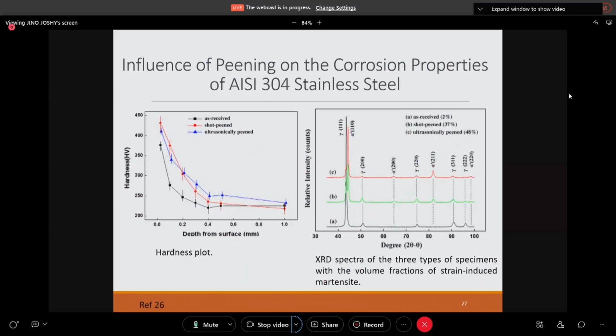This is the influence of peening on the corrosion properties of AISI 304 stainless steel. From the XRD we can see that stress induced martensite formation happened more. Here they took the sample, did the shot peening, and also did the ultrasonic shot peening. In the ultrasonic shot peening, the amount of stress induced martensite is higher compared to the shot peen sample.